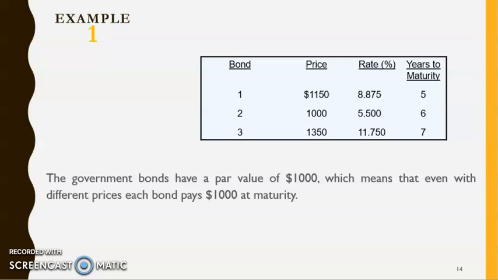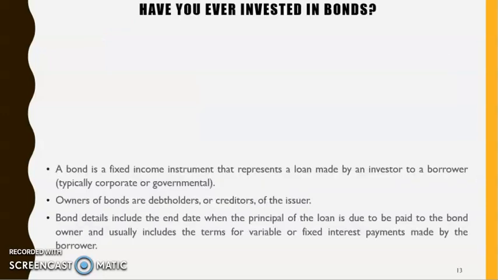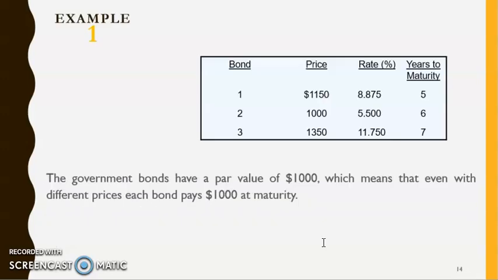Here we have three types of bonds. Their prices are different. You see here, bond details include the end date, when the principal of the loan is due, for example 10 years, 30 years, 20 years, to be paid to the bond owner, and usually include the terms for variable and fixed interest payments made by the borrower. So the details about bonds are very limited. They are not that complicated.